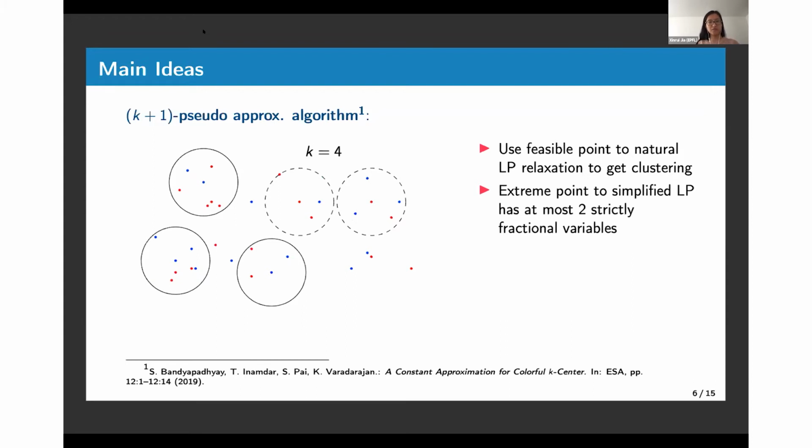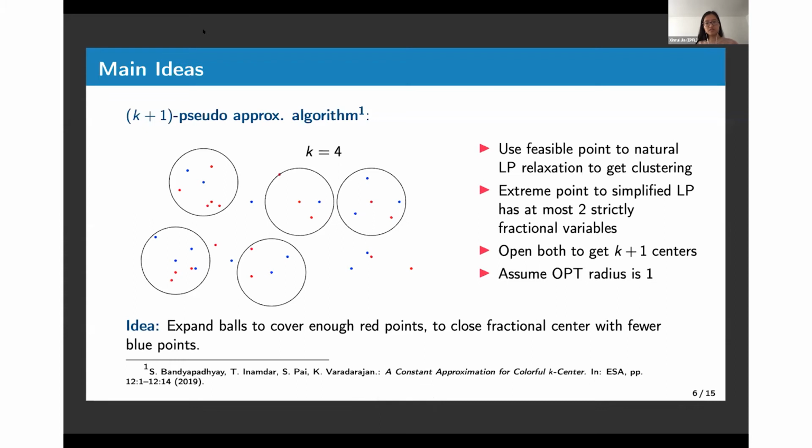So if K is 4, then there are 3 variables set to 1 and maybe 2 more that sum to 1. So the easy thing to do is just round both of them up, and then you'll get your K+1 centers. And from now on, we can assume that the optimal radius is normalized to 1, since with these 2 LPs, we can try all the n² pairs of interdistances between the points.